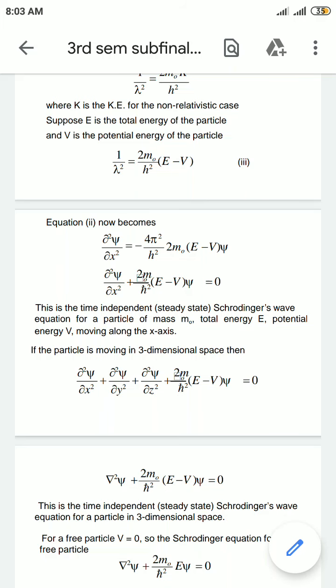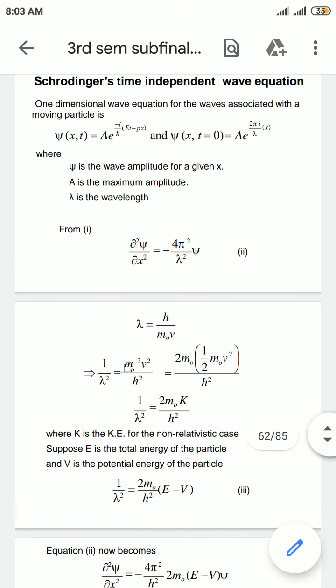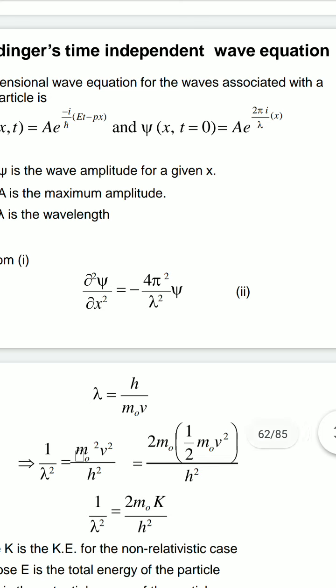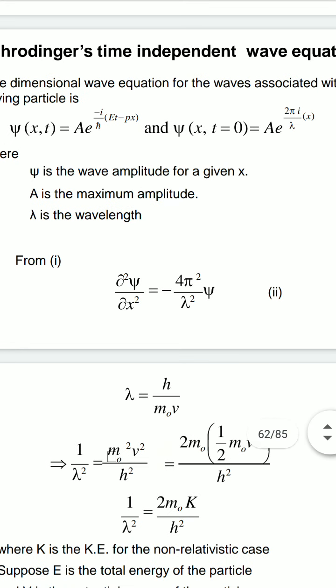Let us start today's class. Last class we have studied the time independent Schrodinger equation. In that we have taken the wave function of a system as A e raised to 2 pi by lambda i x. Here we consider time equal to 0.